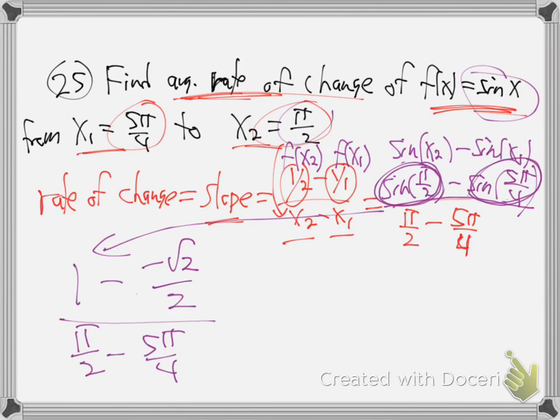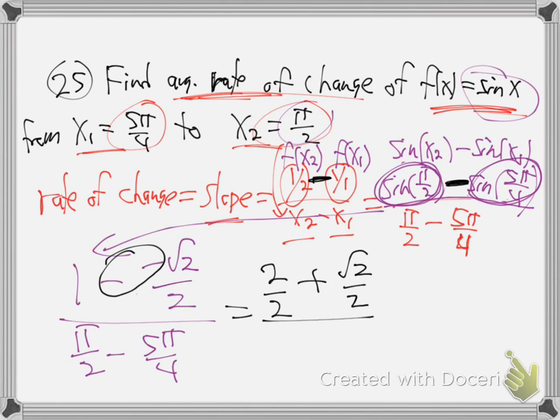Now I just got to work this out, which is easier said than done. So how am I going to do this? First off, what are these double negatives going to do? Positive. Going to be positive, right? Because we had subtraction, difference, but then the second part came out negative. So it's going to be 1 plus root 2 over 2. And what do you do with the 1? Make it 2 over 2 for common denominator there on the top. On the bottom, same thing. Got to get common denominator. Make it 2 pi over 4 minus 5 pi over 4.